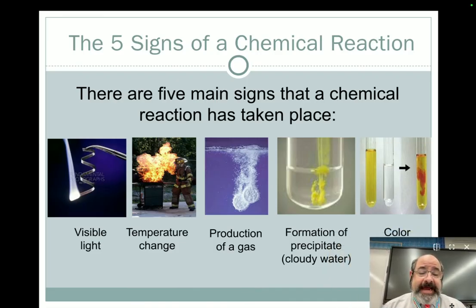If you see a sign or more than one sign, that is a good sign that there is a chemical change, but does not mean that there is one. So just keep your eyes open for the signs.